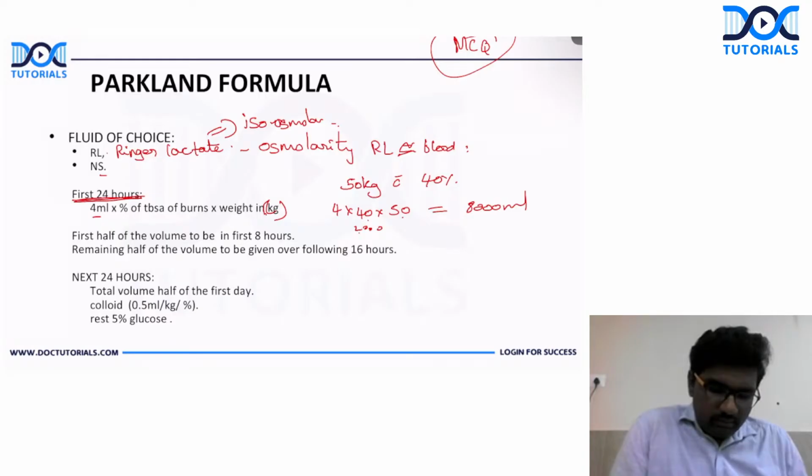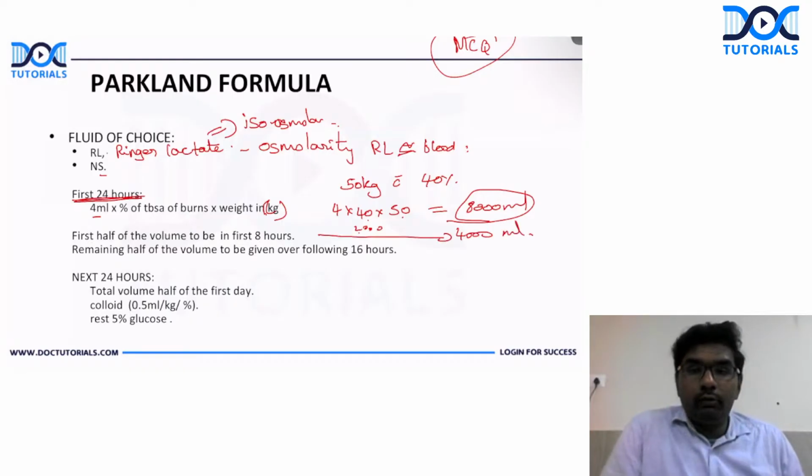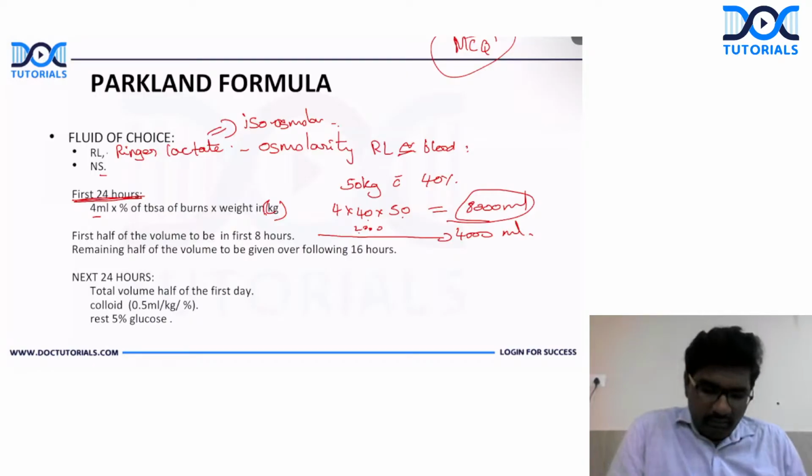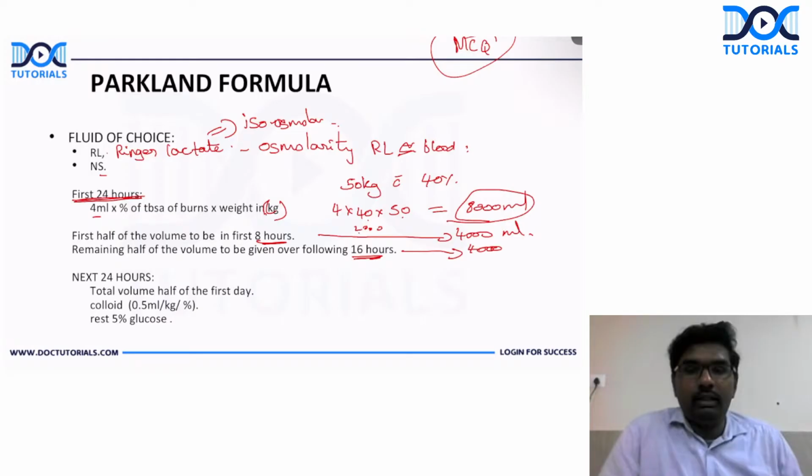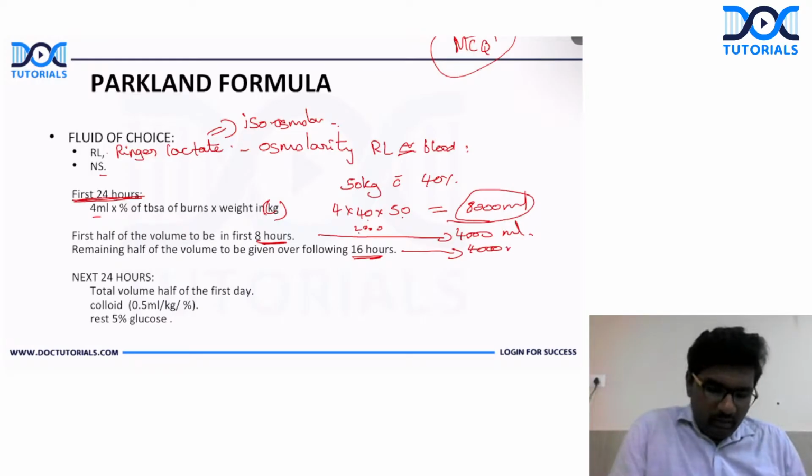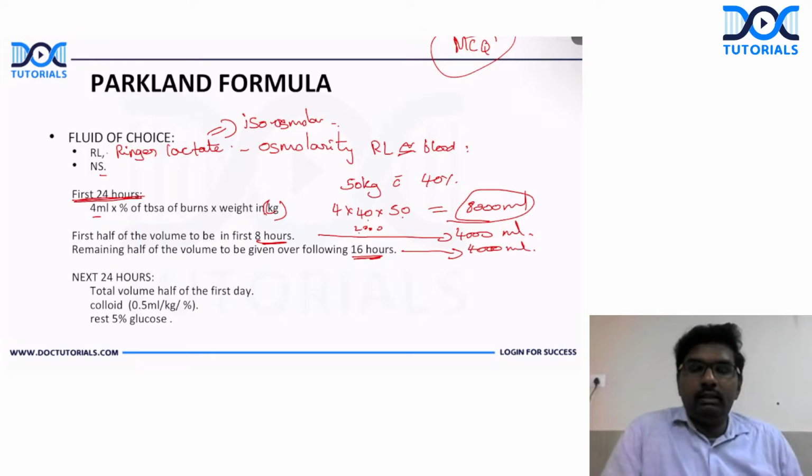It's around 8000 ml here. Of this 8000 ml, the first half, that is 4000 ml, should be given in the first 8 hours. And the second 4000 ml should be given in the next 16 hours. This is how you have to resuscitate the patient with fluid.